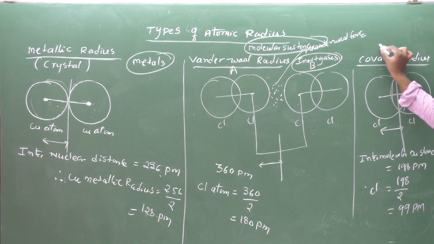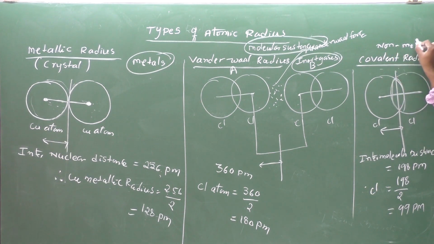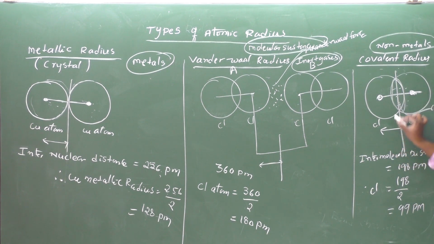Covalent radius is applicable only for non-metals. It is half of the internuclear distance between two atoms which are held by a covalent bond. Here this is the covalent bond. So the distance between two chlorine atoms is 198. Therefore, the chlorine atom covalent radius is 198 by 2, therefore 99 picometers.